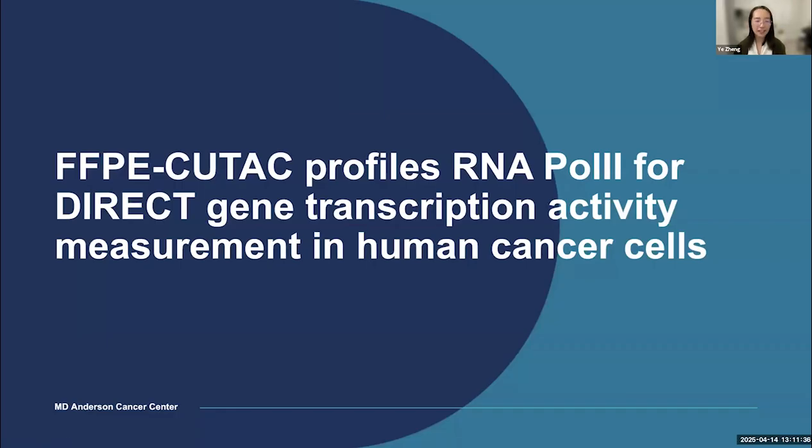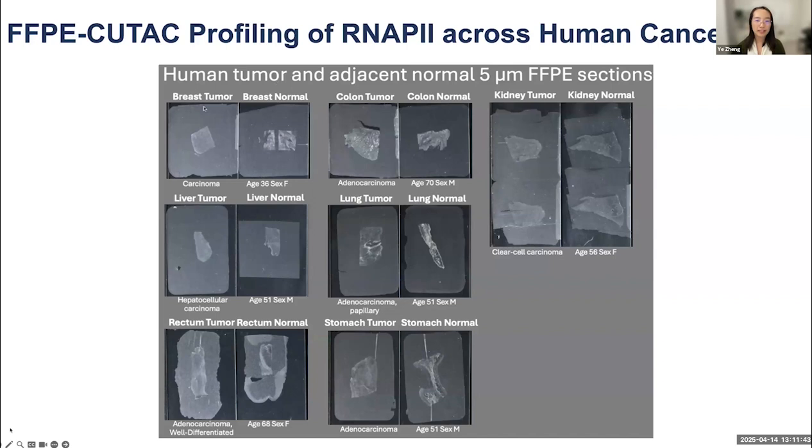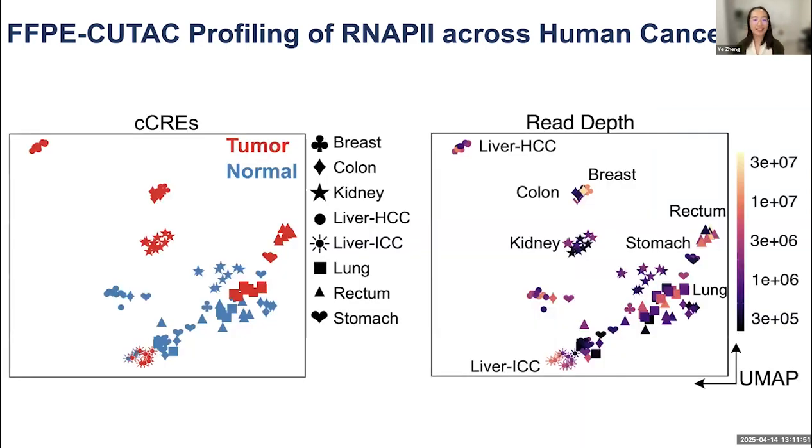Okay, so now we have the technology. We want to see, can we use it to profile different human cancers? So we take 7 different human cancers and have their adjacent normal tissue for comparison. Firstly, after we get the data, we want to see, is it high-quality data? Can it separate out different cancer types? Showing here is a UMAP. Each sample represents a cancer type. Red represents tumor, blue represents normal.